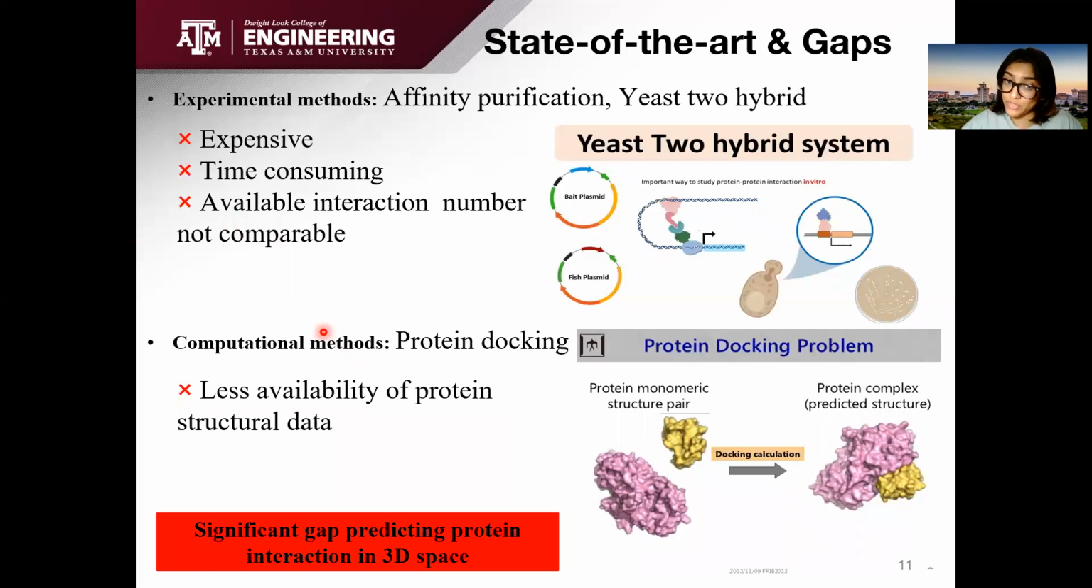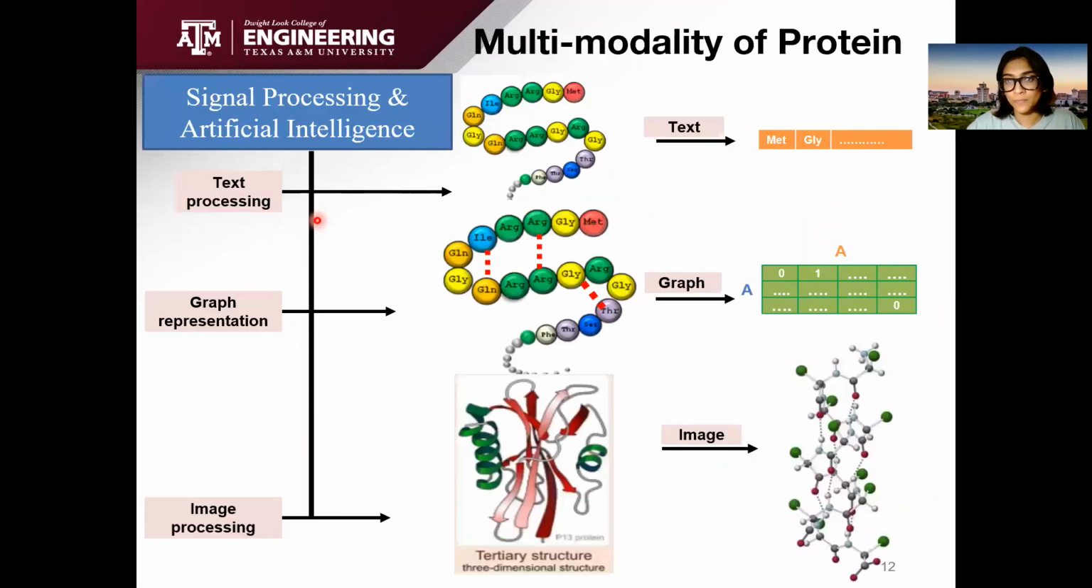We also have computational methods like protein docking, but the problem with the computational method is we have very little available protein structure data. That is why, given we have these methods available, we still have a significant gap in predicting protein interactions in three-dimensional space. There comes the novelty of my project.